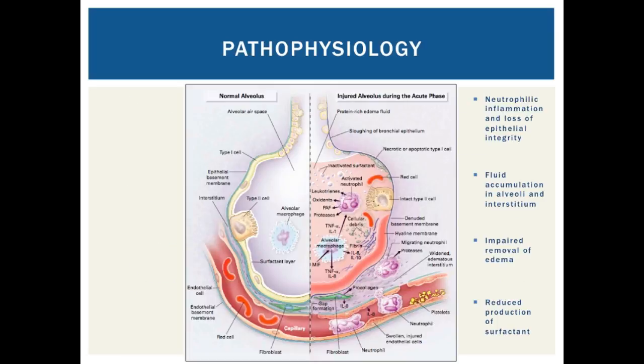I've always liked this picture. It's from a New England Journal of Medicine review article. It gives you a good demonstration of a normal alveolus versus an alveolus in the acute phase of ARDS, and the changes that are going on there.